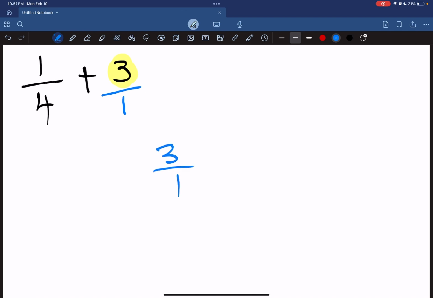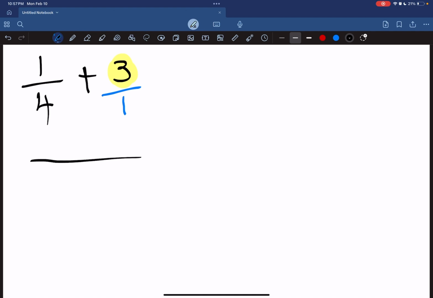3 over 1 is not the same thing as 1 over 3. Two different fractions. This will always be 1 over 3, while this can be written as 3. Please don't mix those up, I'm begging. As I say, we can basically put it over 1 and we'll go ahead and find the LCM.